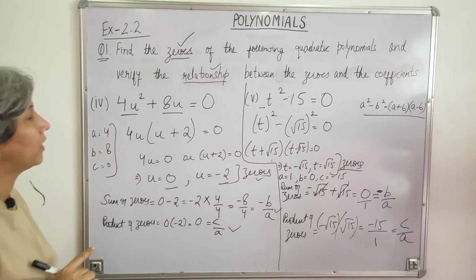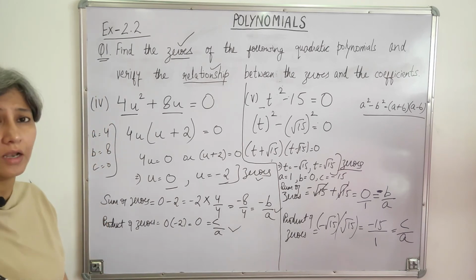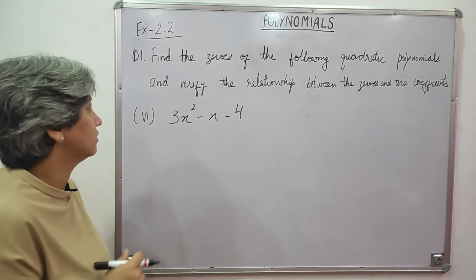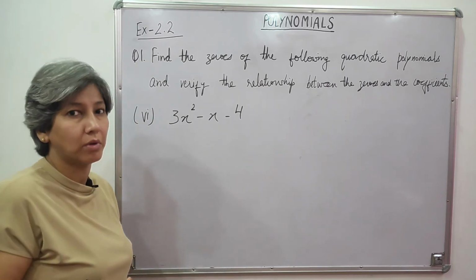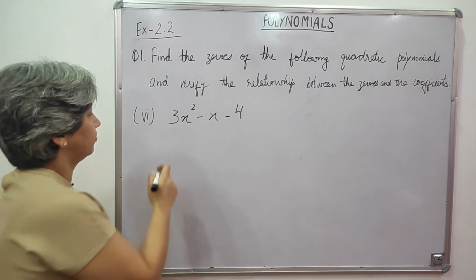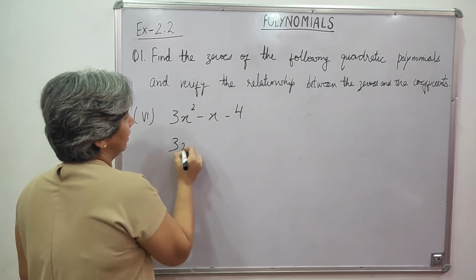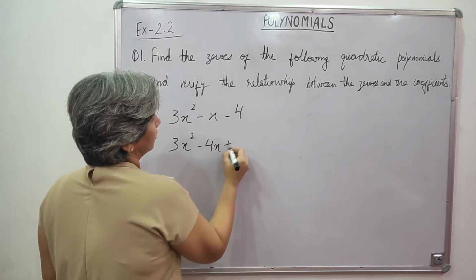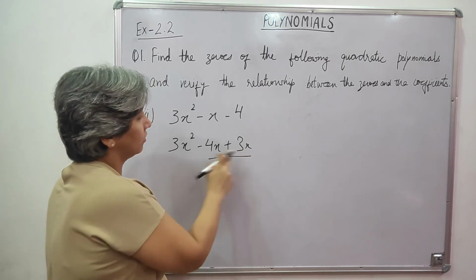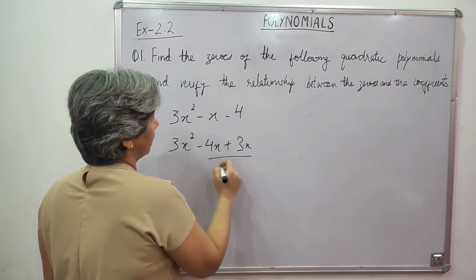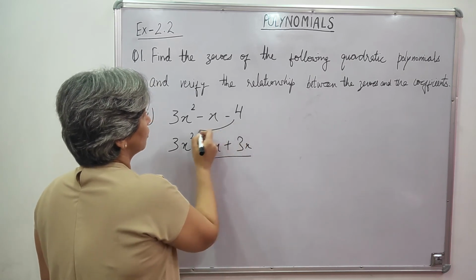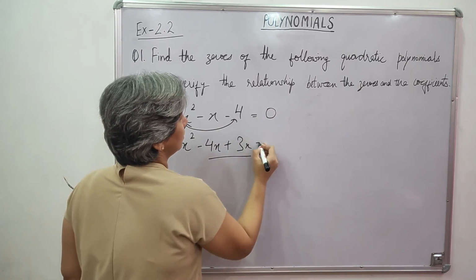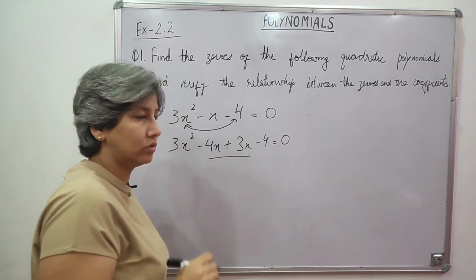Let's do 6th part of first question and the last part for this particular question. The question of question number 1 is 3x square minus x minus 4, right? So as we are doing it, we'll split the middle term, right? We can do it minus 4x plus 3x, right? So we're getting minus x, and if we multiply it, we're getting minus 12x square, first in the third term product. So we'll make it an equation, minus 4 equal to 0, right?